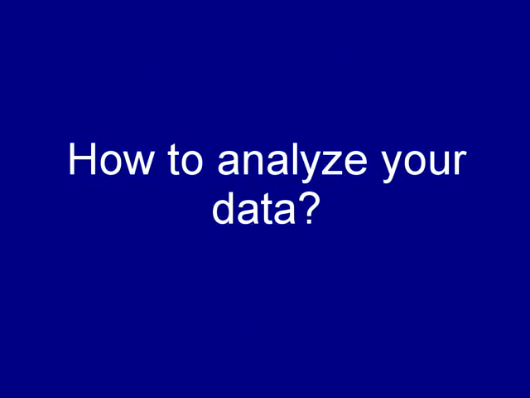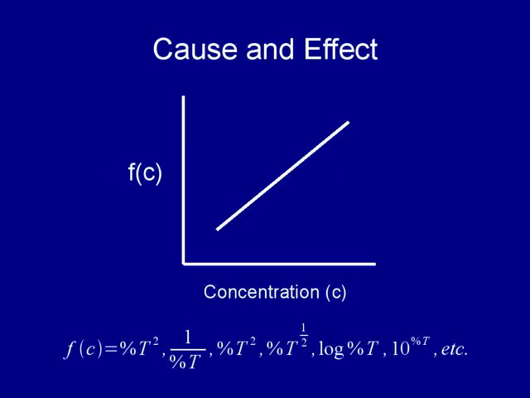Now, let's see some hints on how to analyze your data. When you try to find a relationship between cause and effect, it is always better to have a straight line. In this case, we want to find a function f that is linear with respect to the concentration C. Some examples for f can be seen below the graph. In the book, you will find 6 different possibilities. You should test every one of them. Let's see how.